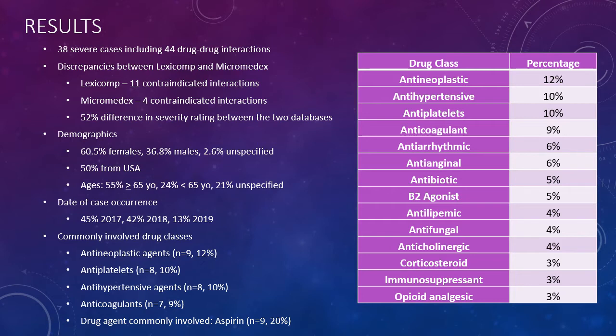2019 reports. The commonly involved drug classes, the top ones, were the anti-neoplastic agents, antiplatelets, antihypertensives, and anticoagulants, and the drug that was commonly involved in these interactions was aspirin, being involved in 9 of the cases, which is 20%. So then we can see on the right, I included the chart where it shows the percentage of each agent that were involved in the interactions.